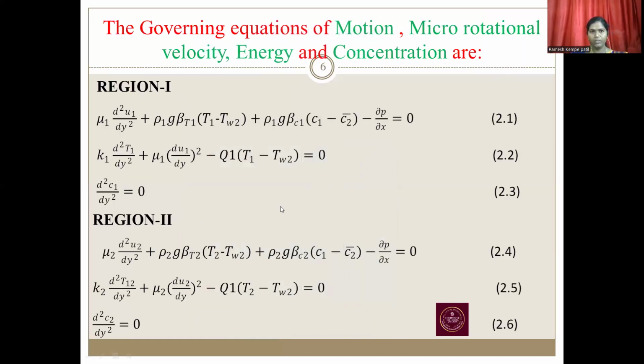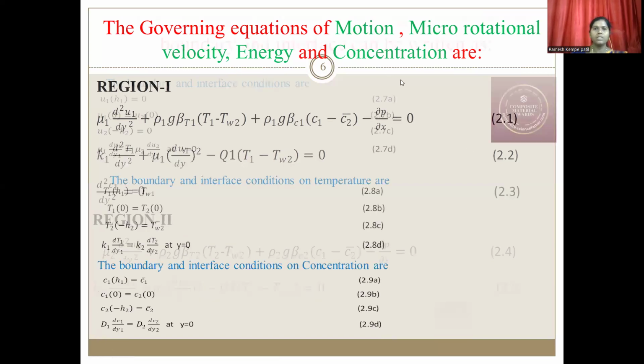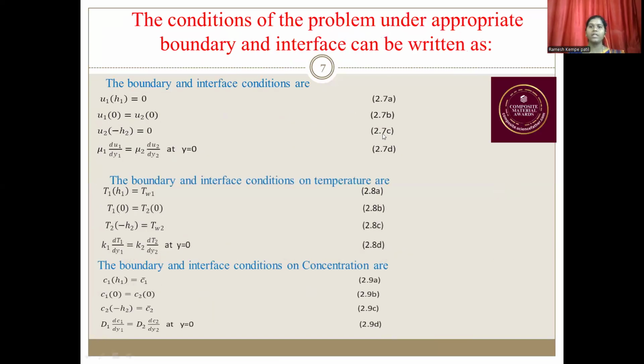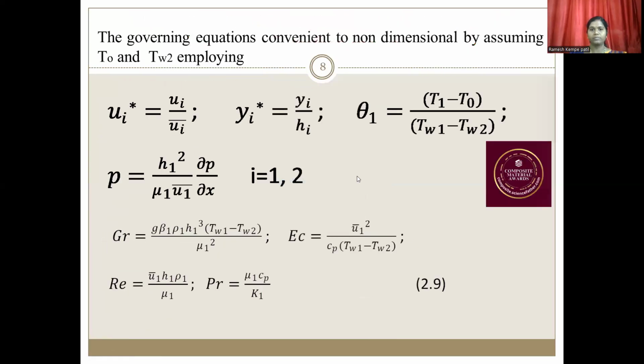These are the governing equations of velocity, temperature and concentration for region 1 and region 2. In region 1, 2.1 is the law of conservation of momentum, 2.2 is the energy equation and 2.3 is the concentration equation. Similarly for region 2. These are the boundary and interface conditions. 2.7a to 2.7d are the boundary and interface conditions on velocity, 2.8a to 2.8d on temperature, and 2.9a to 2.9d on concentration.